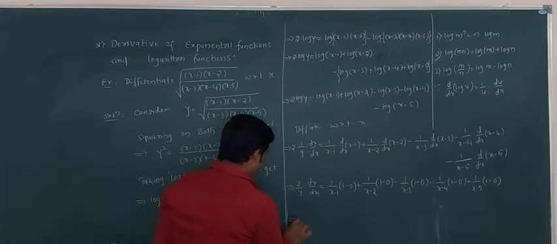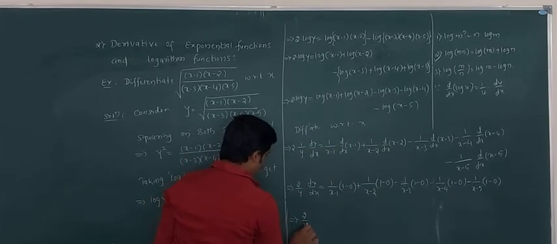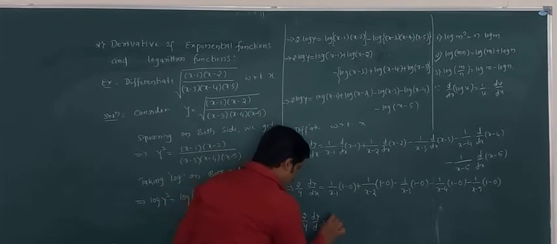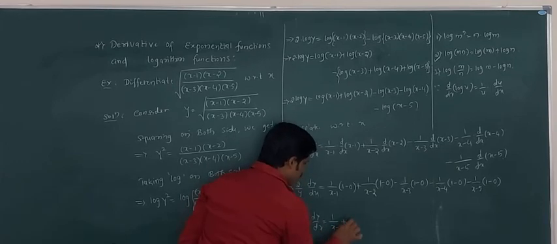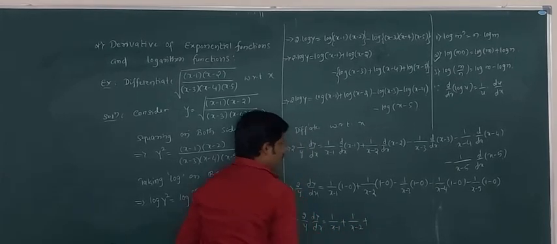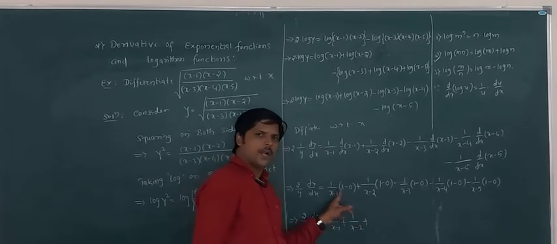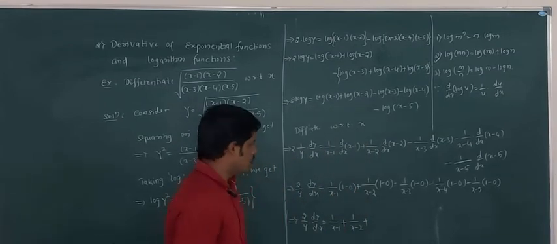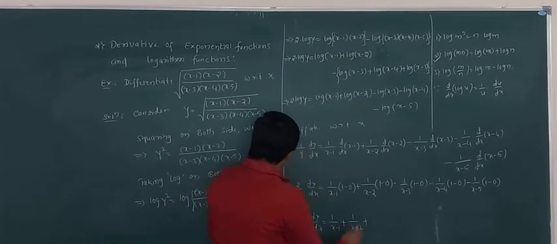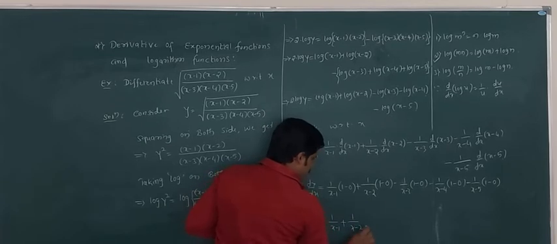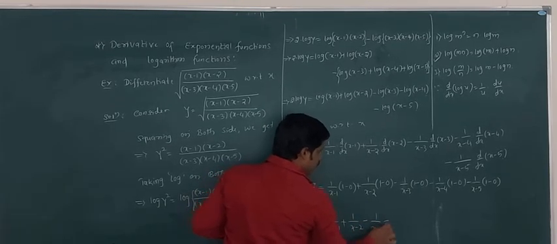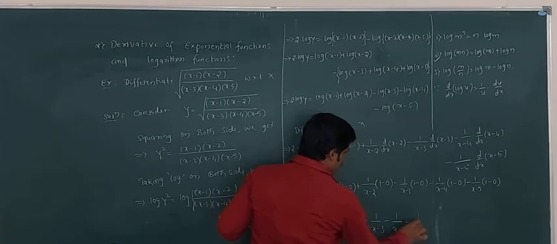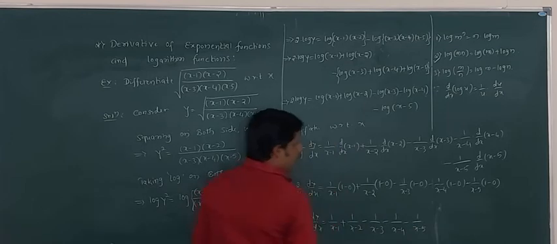After simplifying we get 2 by y into dy by dx is equal to 1 by x minus 1 plus 1 by x minus 2 plus, because 1 minus 0 is 1, into 1 again we get the same, only 1. Now all the terms we have 1 minus 0, 1 minus 0. So therefore 1 by x minus 1 plus 1 by x minus 2 minus 1 by x minus 3 minus 1 by x minus 4 minus 1 by x minus 5.